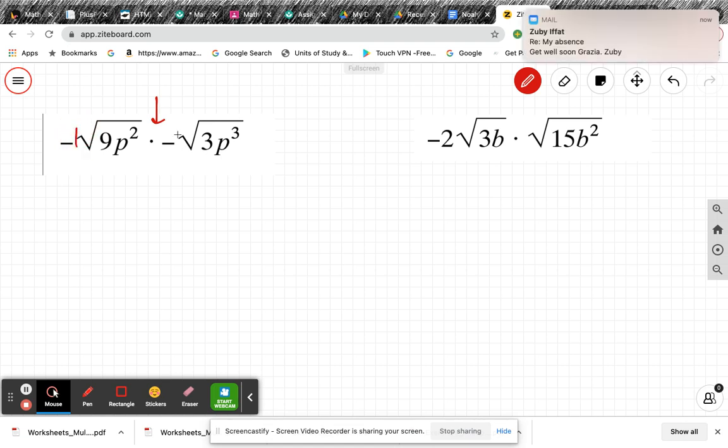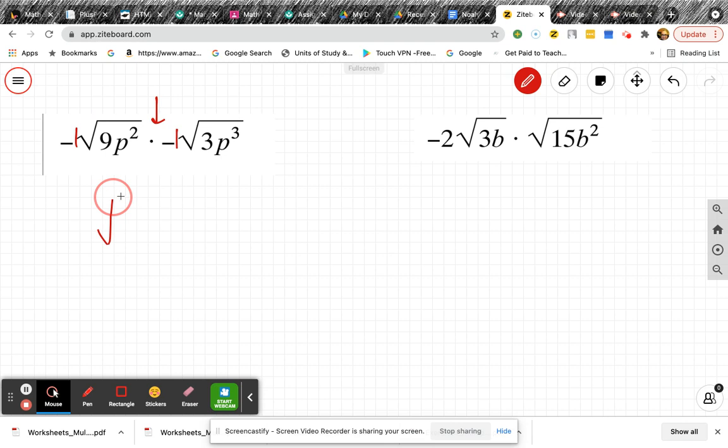And just because you see a minus doesn't mean that is not a number. It is actually -1. So -1 times -1 is +1. So that's the first thing we do. We don't have to write the +1. It's just assumed that it's there, but it is positive.